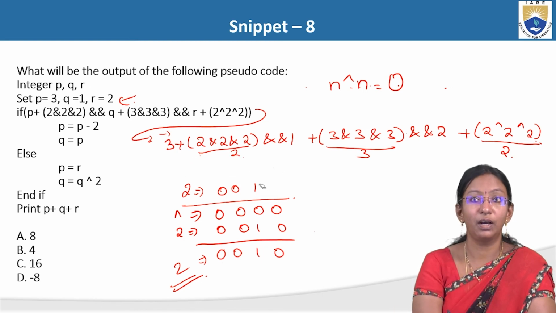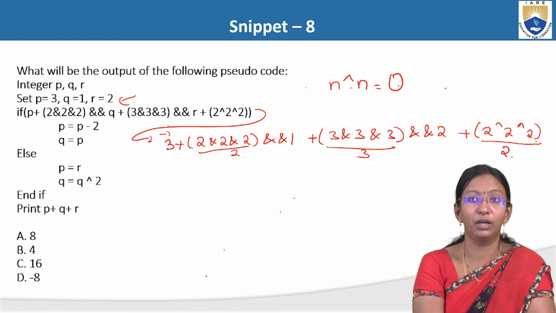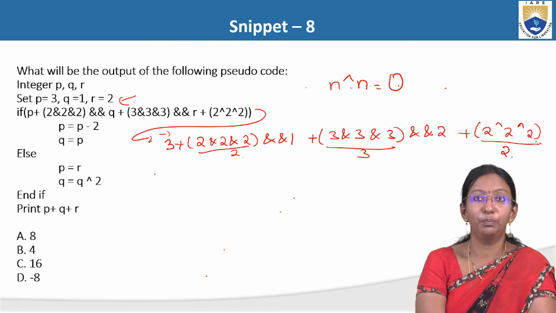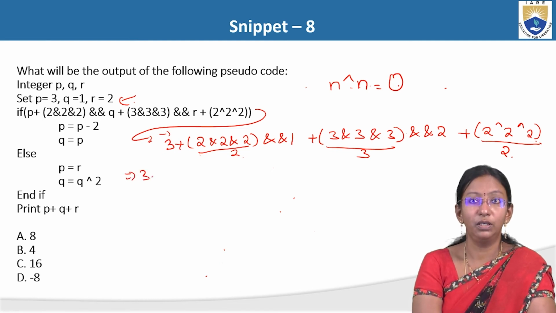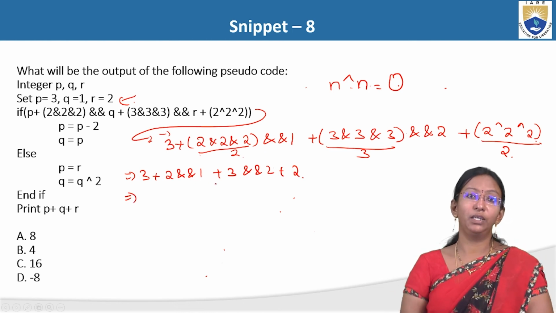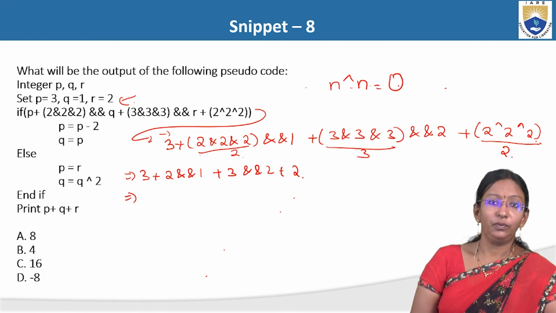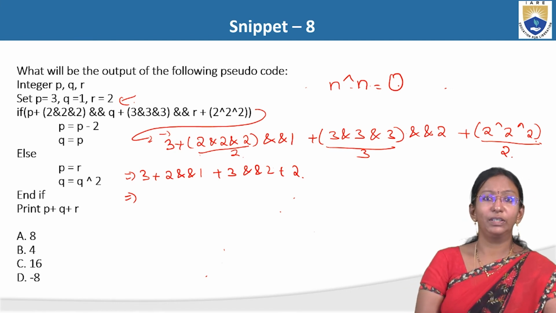Because these values are even concatenated with these bitwise logical operators, that is logical AND operations. Let's do that. So let me rewrite. It is a bit clumsy. So 3 plus 2 and 1 plus 3 and 2 plus 2. Okay, so we have arithmetic operations and logical operators, logical AND operators.